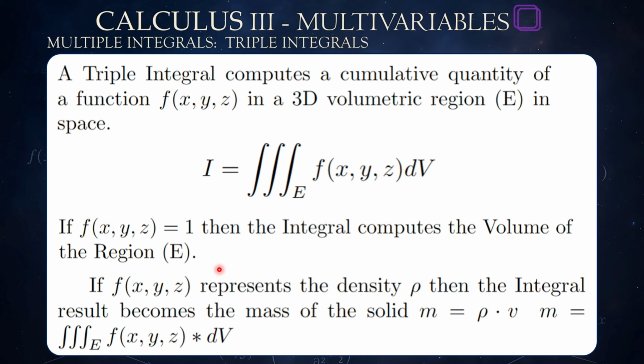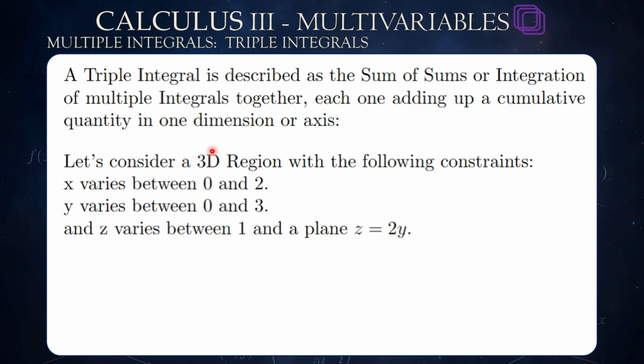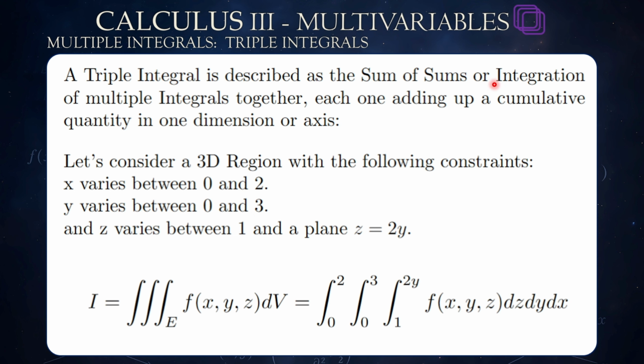If f(x,y,z) represents the density function rho, then the integral result becomes the mass of the solid, which is m equal to rho times V, or m equal to the triple integral over E of f(x,y,z) dV. A triple integral is described as the sum of sums, or integration of multiple integrals together, each one adding up a cumulative quantity in one dimension or over one axis.